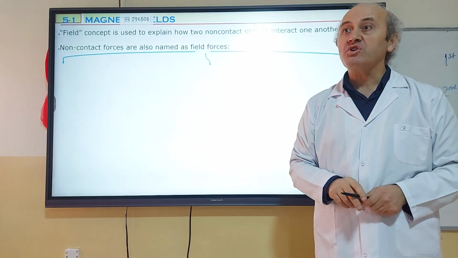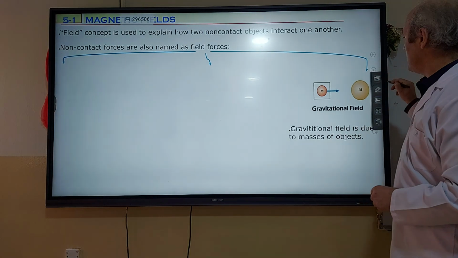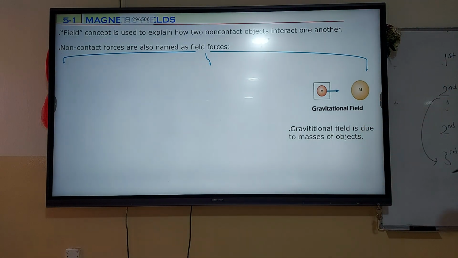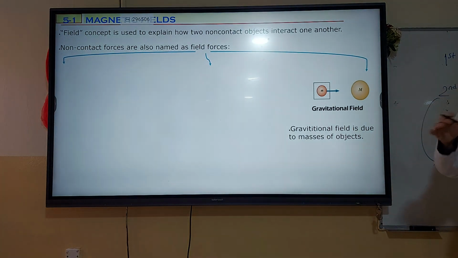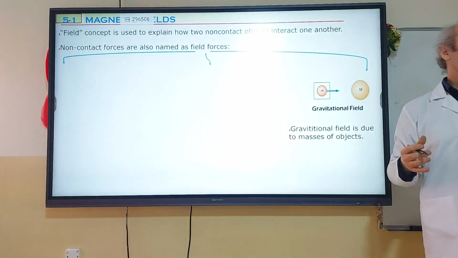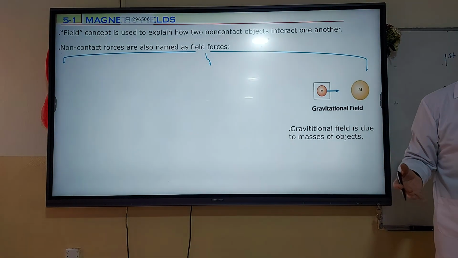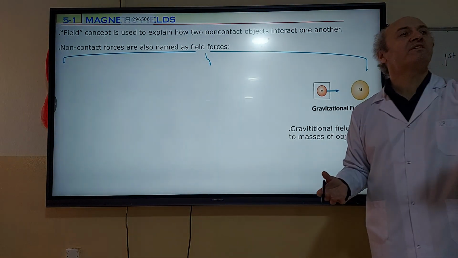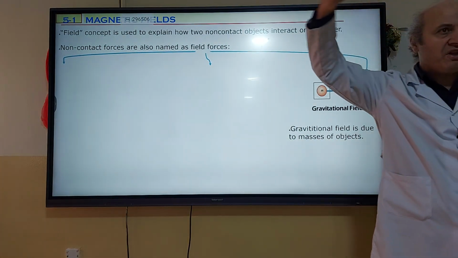One of them is the gravitational field. Let's remember the gravitational field. It is the force between two objects which are at a distance, like sun and earth, earth and moon. They attract each other. How? Without contact. How can we explain this? We explain it by the field concept. How? We say that the sun produces a gravitational field around.